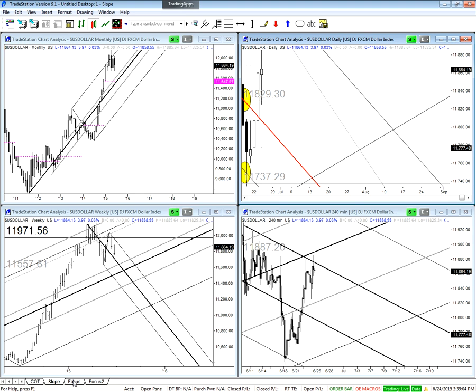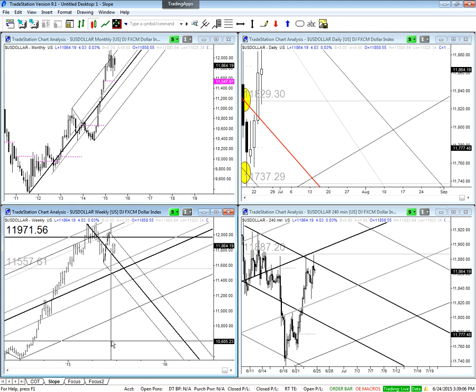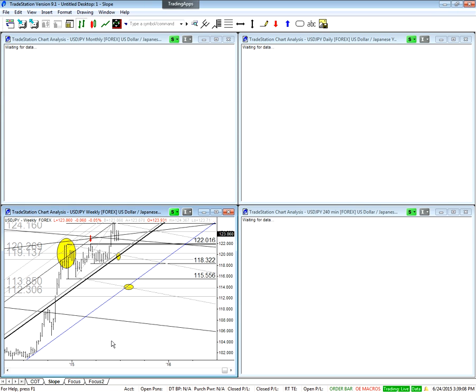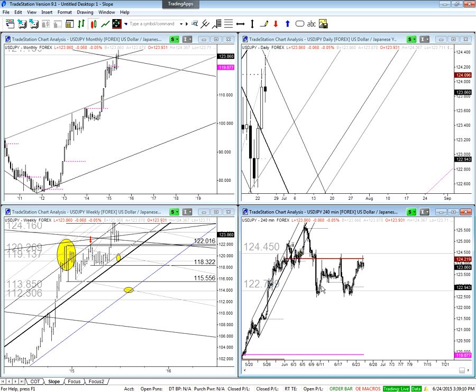The other big topic I focused on today was dollar yen, and this basically speaks to the importance of where the U.S. dollar is, and where dollar yen is right now, obviously.